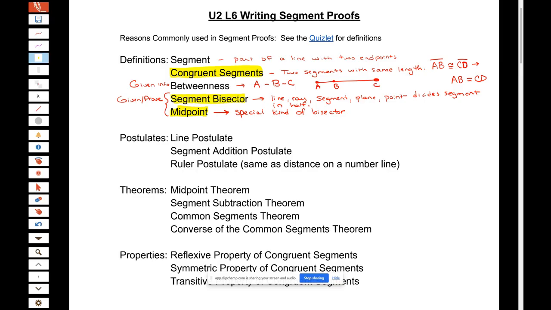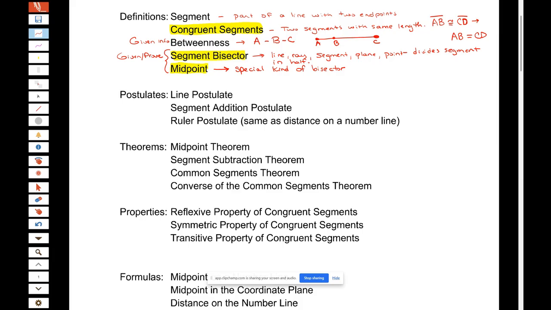All right. Postulates. Line postulate. We will use that a lot, just not in this unit. We'll use it later. But basically, we're going to use that to justify that two points make a line.